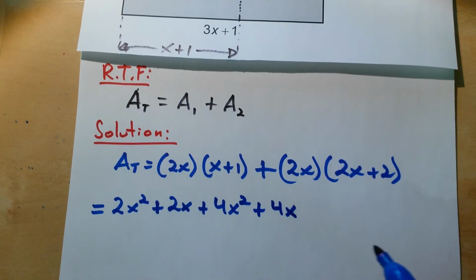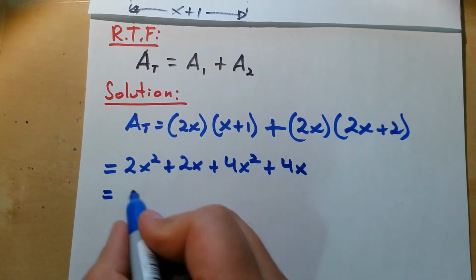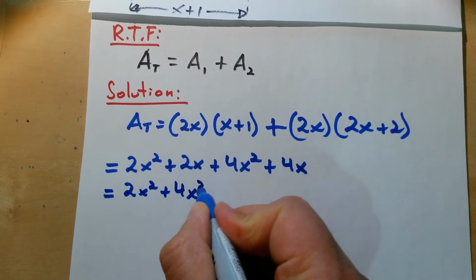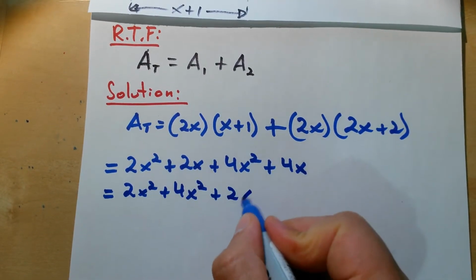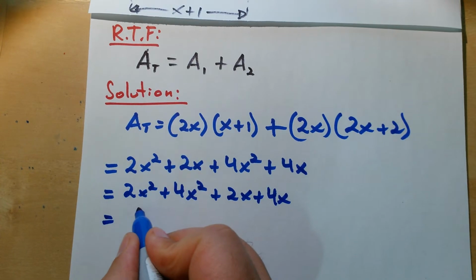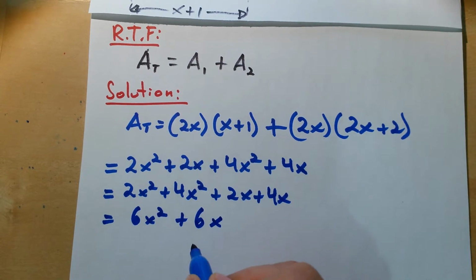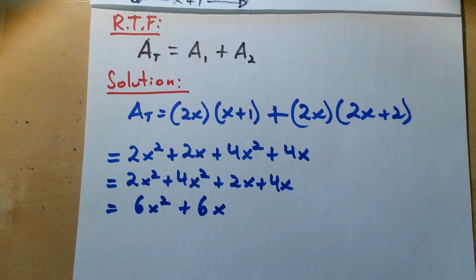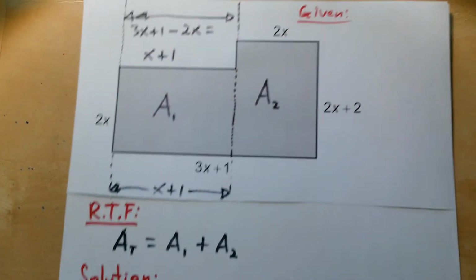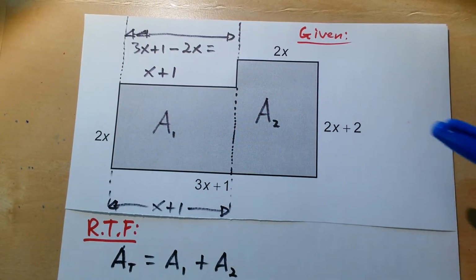Alright, let's collect the like terms. Any like terms to 2x squared? Yes, 4x squared. We know that that's going to be 6x squared. Just for explanation's sake, we're collecting 2x and 4x as well. And this gives us 2x squared plus 4x squared, 6x squared, plus 6x. This is our solution. This expression, 6x squared plus 6x, represents the total area, because we added A1 and A2.